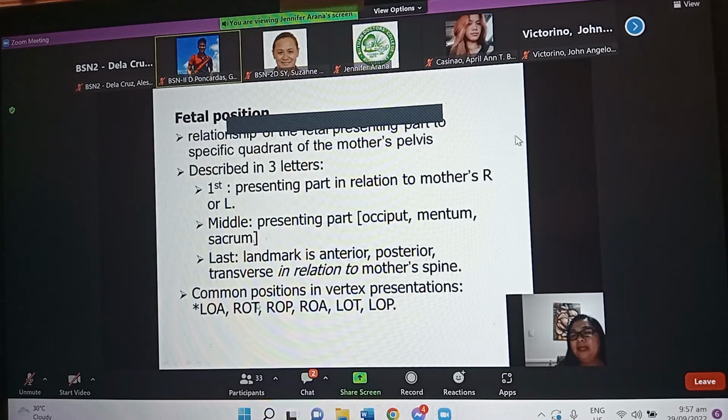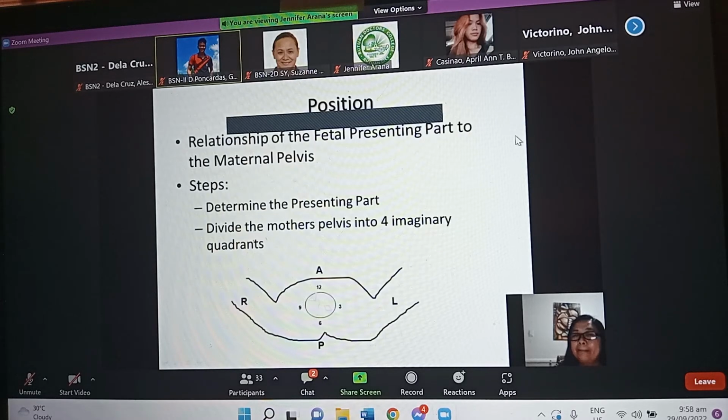What does ROT mean? Right occiput transverse, meaning the presenting part is the occiput, which rests on the right side of the mother, but in the transverse side of the mother. So nag-side view siya sa mother. Then we have right occiput posterior, right occiput anterior, left occiput transverse, and left occiput posterior.